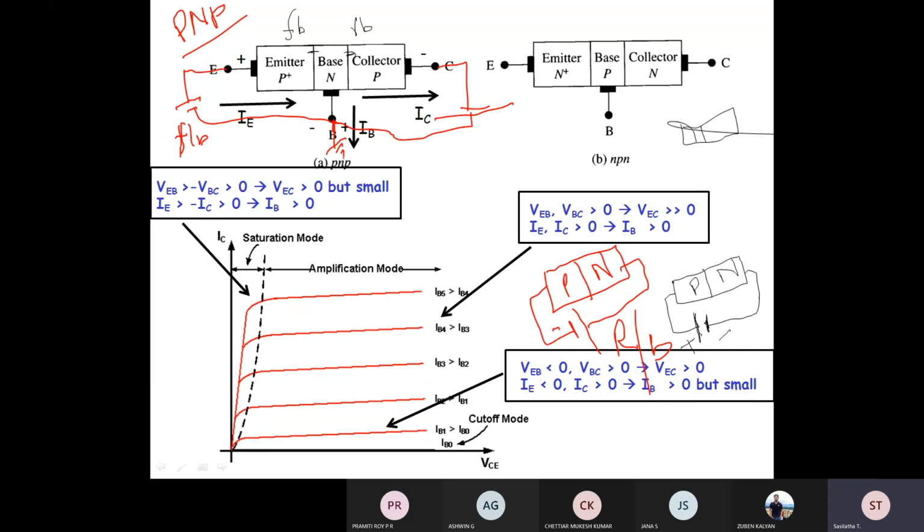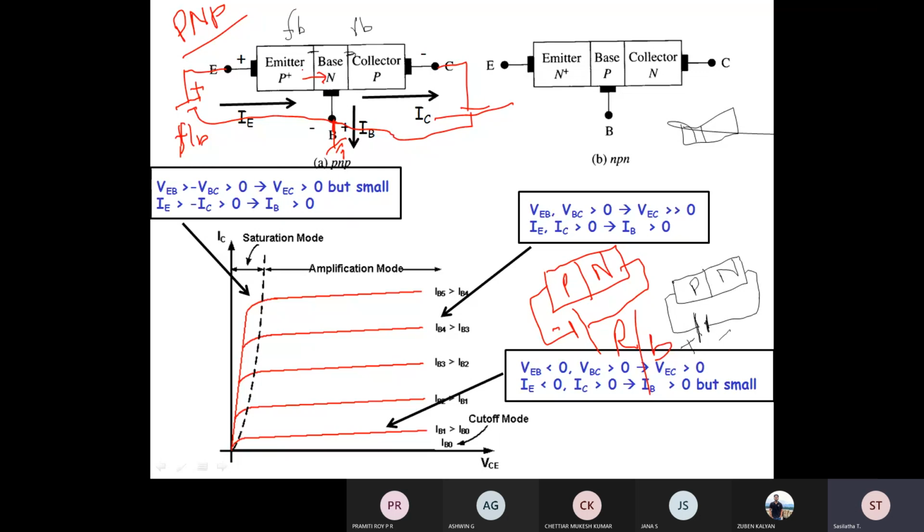Now, because of the application of this forward bias, the operation is quite similar to a diode, because I'm talking about only the PN junction. Since the positive of the battery is connected to this P-type semiconductor, naturally the holes available in the emitter will be repelled by the positive terminal of the battery, and they try to move towards the base.